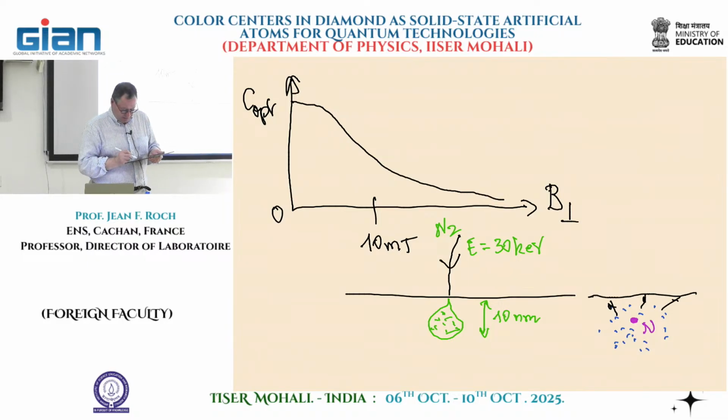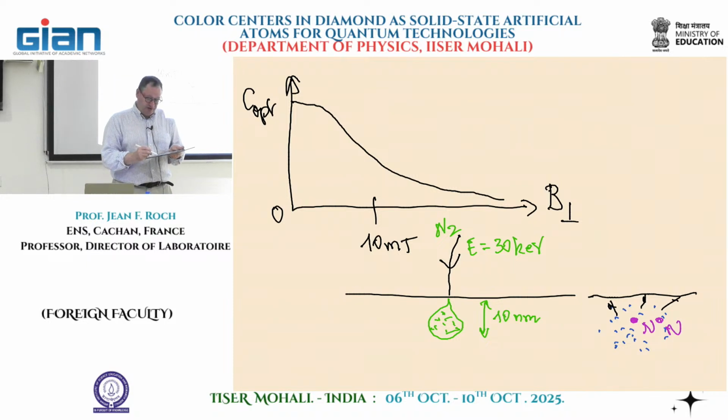So you can say, I retry, but most of the vacancies will go to the surface, unfortunately. Because what I would like to have, for instance, is 2 nitrogens like that. And if I want to get these 2 nitrogens very close, I need very small energy. So basically you have this problem.